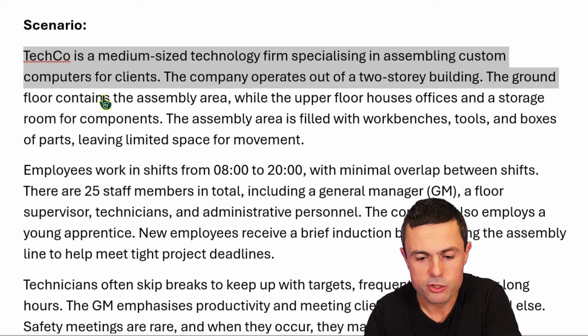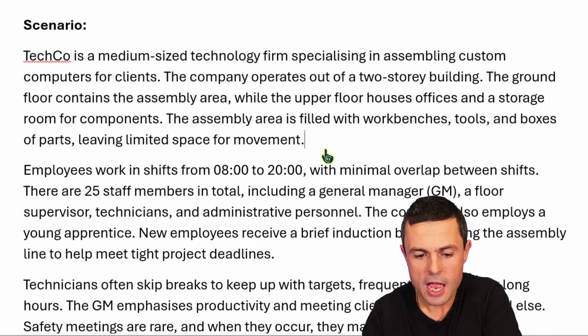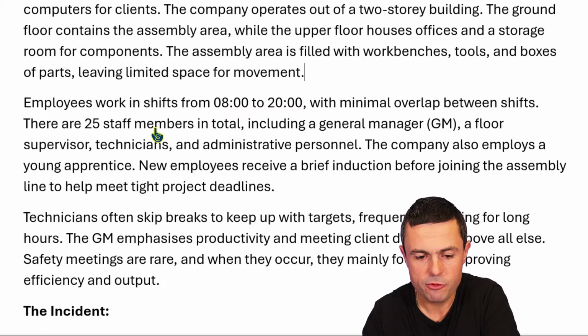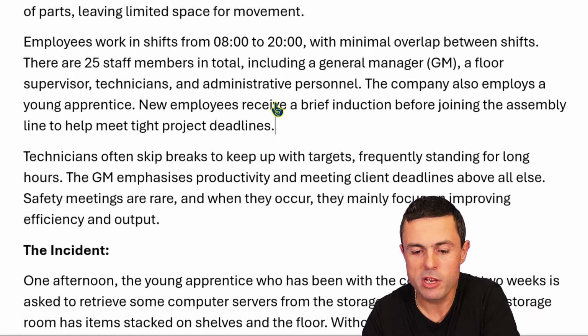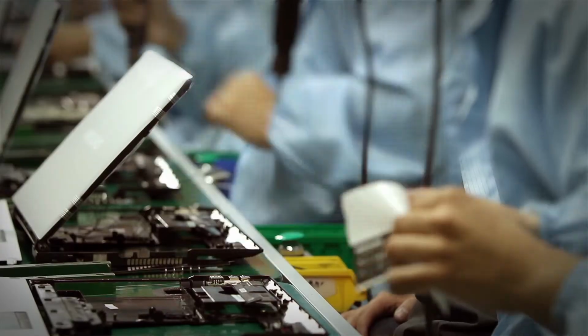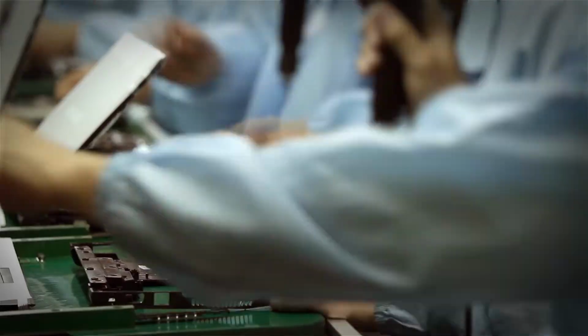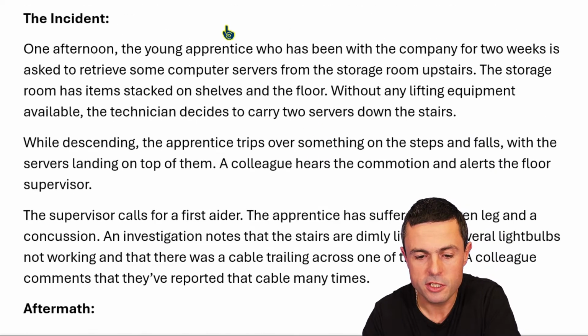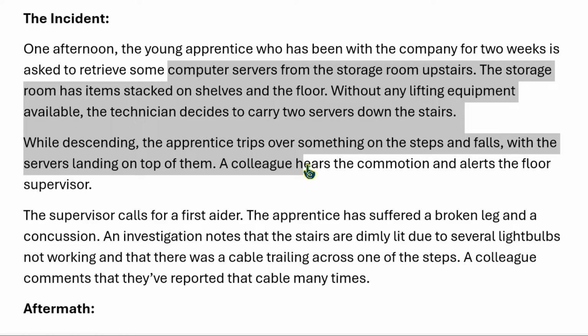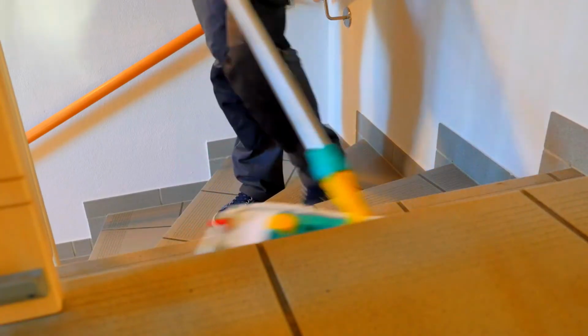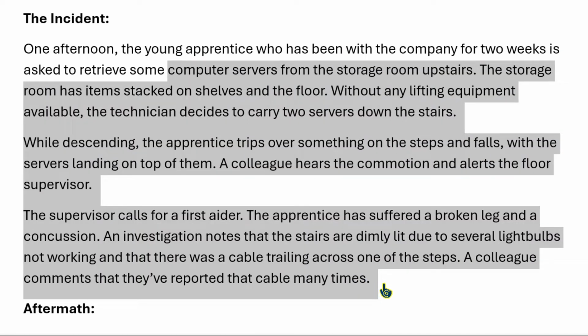Here we've got a bit of an introduction, setting the scene, and some stuff about who the staff are. And the company also employs a young apprentice. New employees receive a brief induction before joining the assembly line to help meet tight project deadlines. Now, the incident is all about someone who is trying to carry computer servers from the storage room upstairs. They trip over something on the stairs and fall down the stairs, and we've got some light bulbs that are not working and so on.